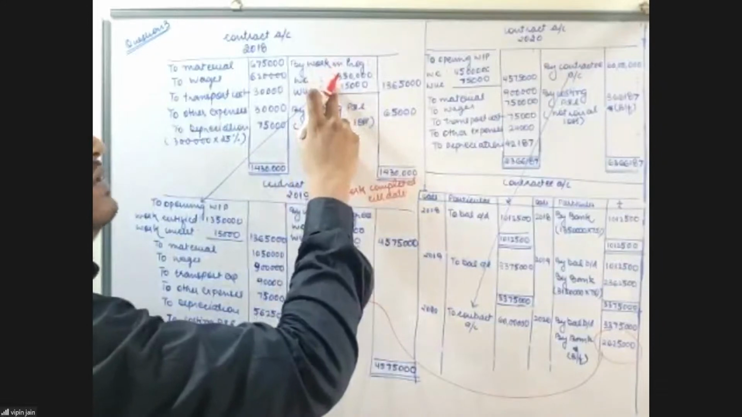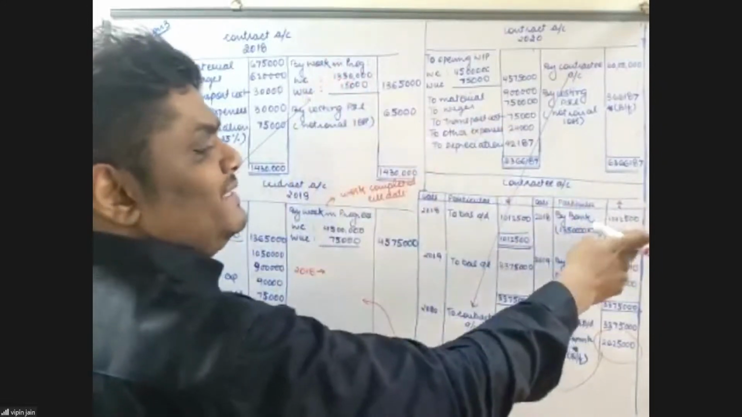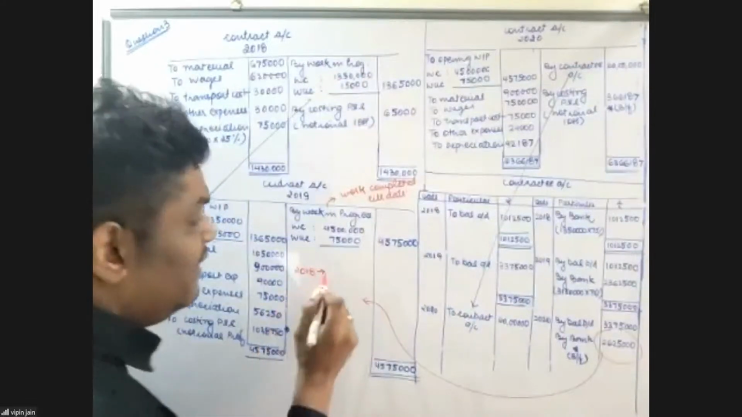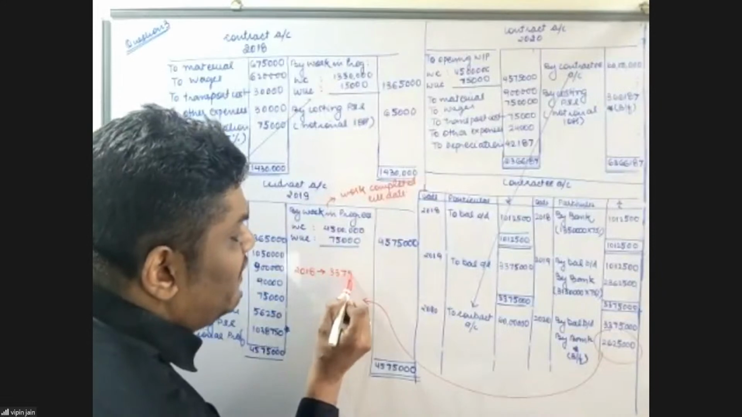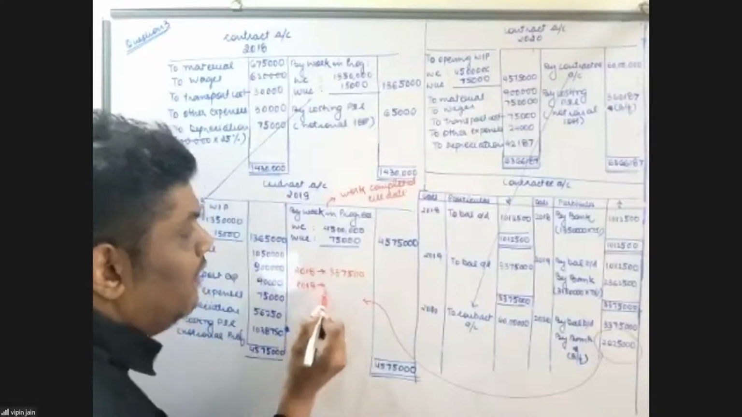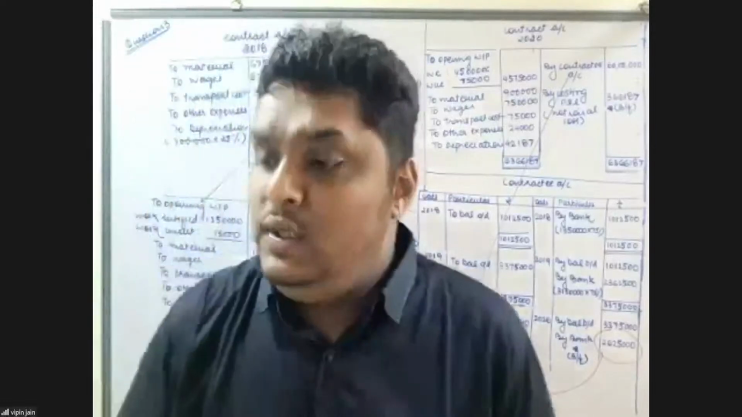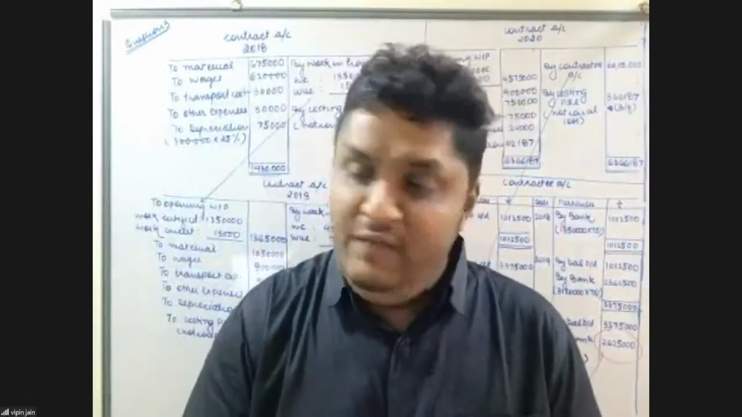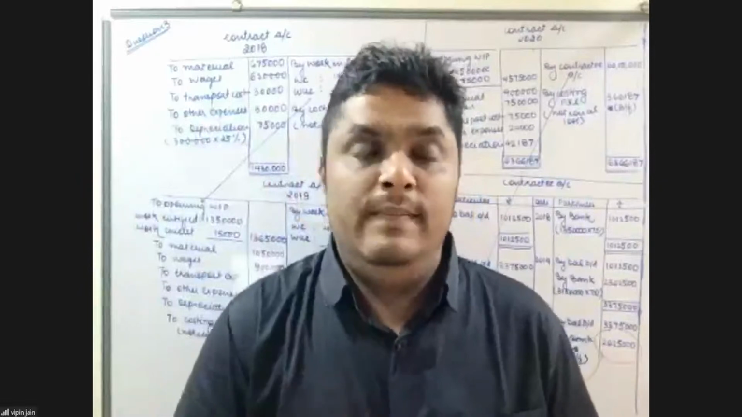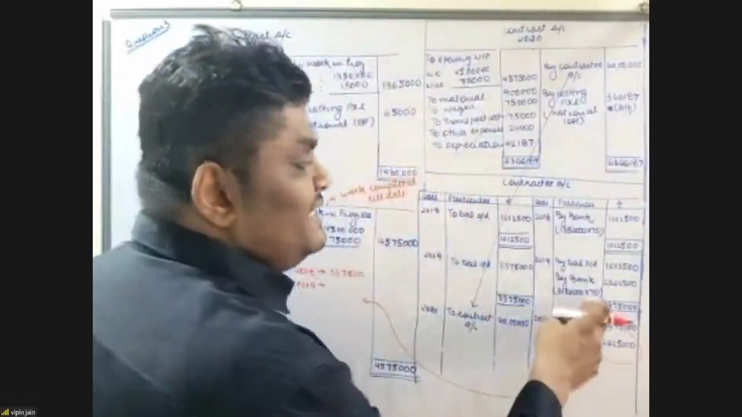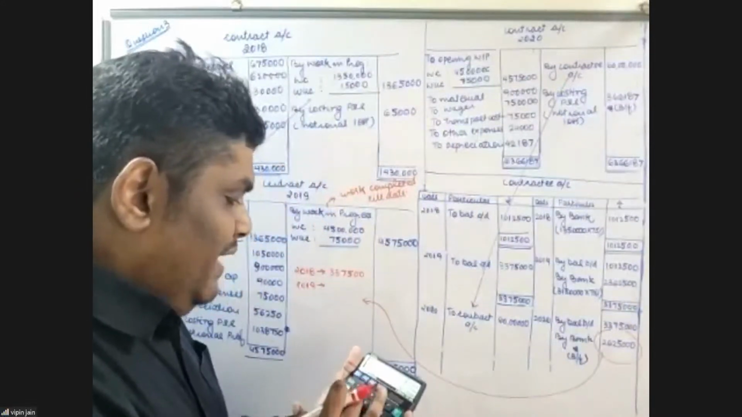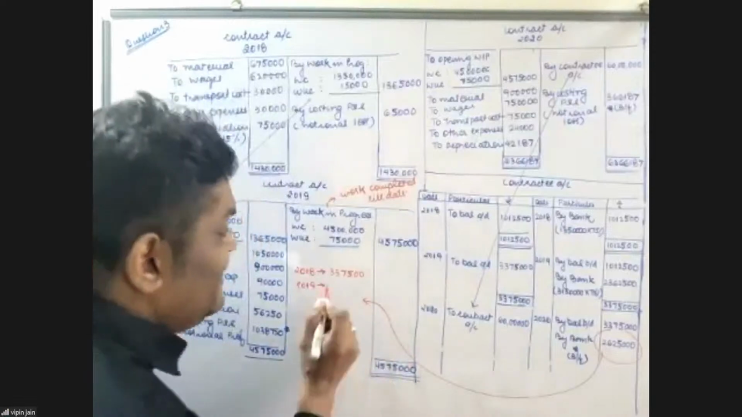So 13,50,000 is my work certified. 75% is already received. So the balance amount that is received will be 25%. That is 337,500. For 2019, again, the work that is completed in 2019 is how much? 45 lakh minus 13 lakh 50,000. That is 31 lakh 50,000. Of this 31 lakh 50,000, 75% is received in 2019. So the balance amount that is received will be how much? 787,500.